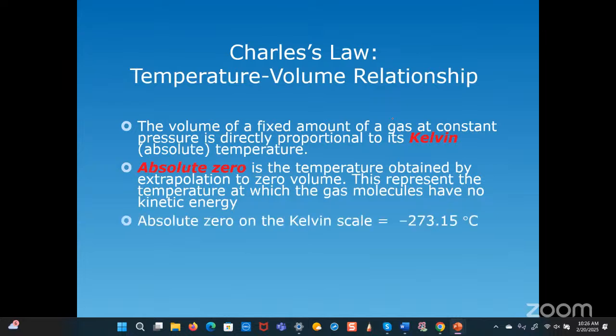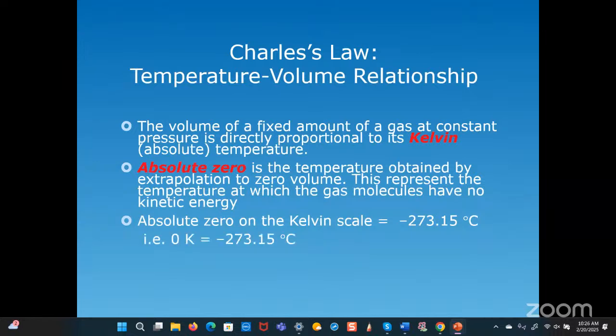Absolute zero on the Celsius scale is equal to minus 273.15 degrees Celsius. For all purposes, we're just going to round it to 273. That represents the temperature at which you'd expect the gas molecules to have no energy. This has not been demonstrated, as far as I know. The last time I checked was last semester. Nobody has achieved absolute zero, so this is just an idea which predicts something that has not been proven.